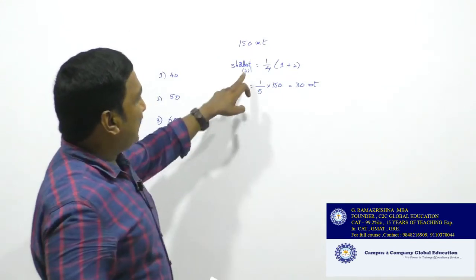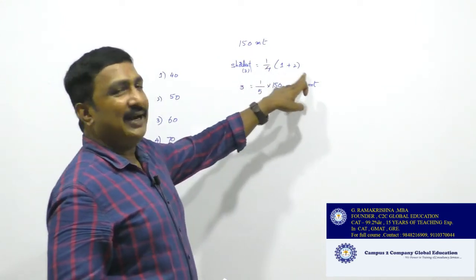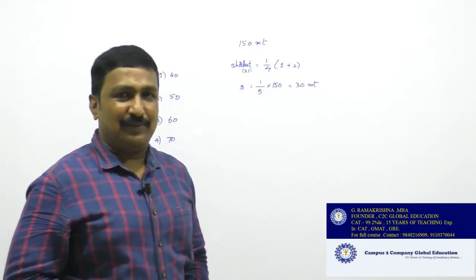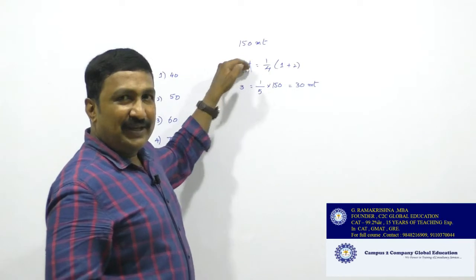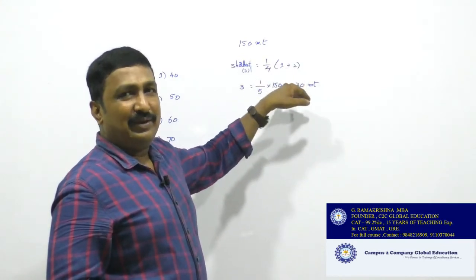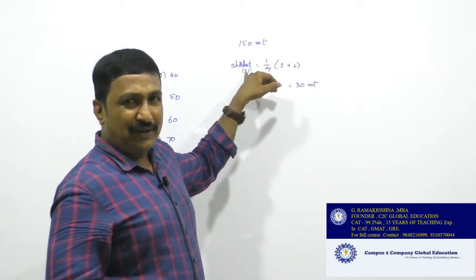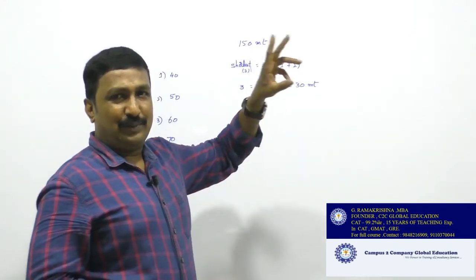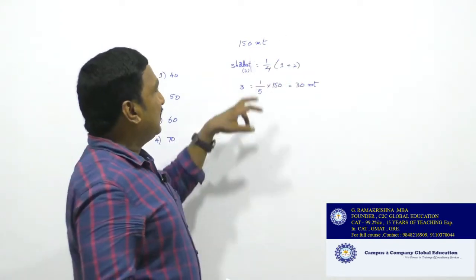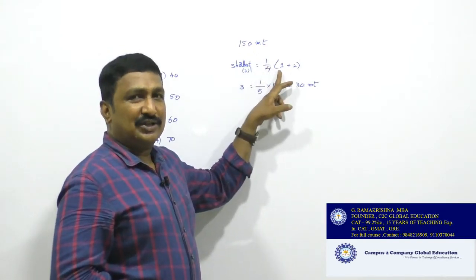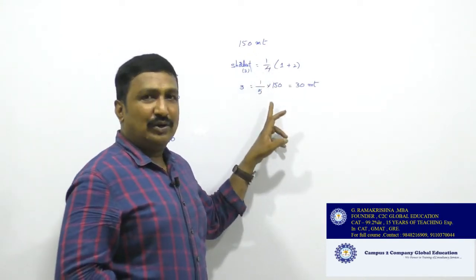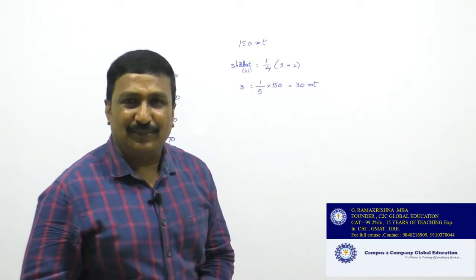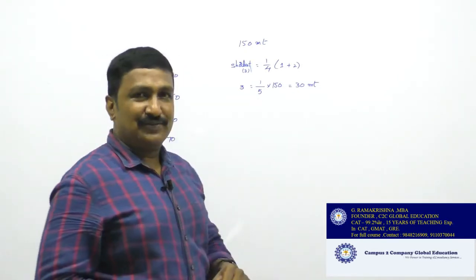The shortest piece is 1/4 of the remaining 2 pieces. That means some ratios are applicable here. Shortest by remaining 2 is equal to 1 by 4. That means shortest is 1 part, remaining 2 are 4 parts. So totally how many parts are there? 5 parts. Out of 5 parts, we are considering 1 part as the shortest part. So 1 part out of 5 parts into 150 is equal to 30 meters. This is the shortest piece, friends.